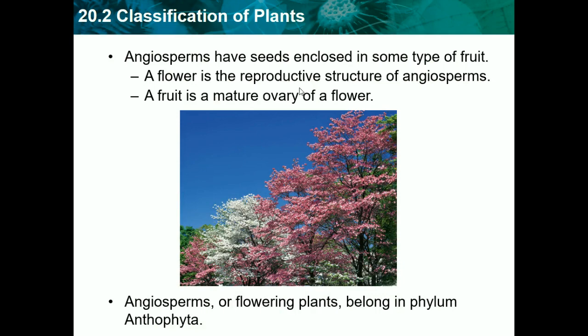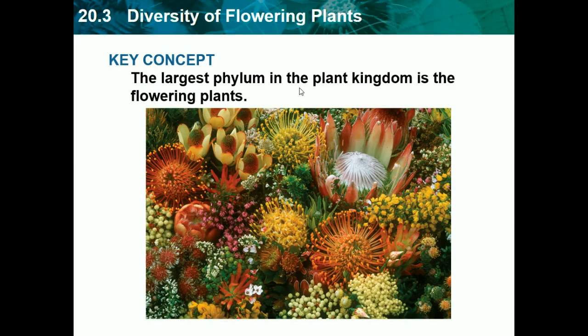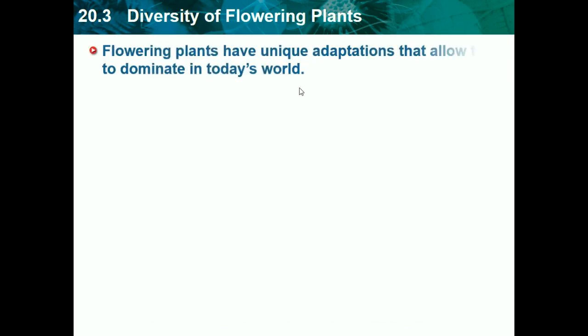Angiosperms or flowering plants belong in phylum Anthophyta. We do not need to know that either. Diversity of flowering plants. The largest phylum in the plant kingdom is flowering plants. Flowering plants have unique adaptations that allow them to dominate in today's world.